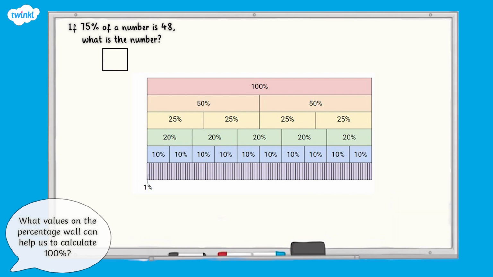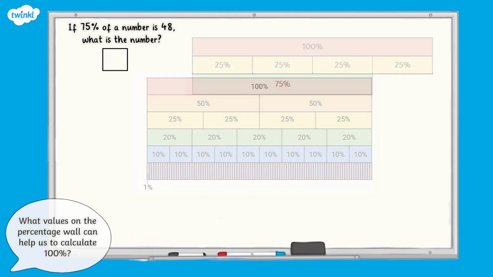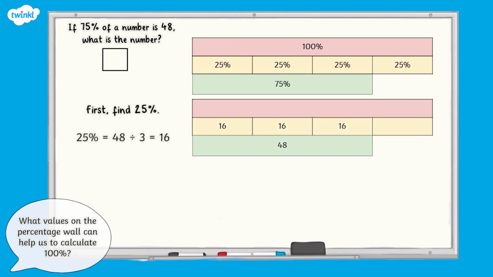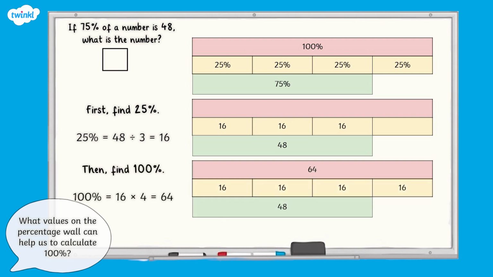Did you use 25% to help you find the answer? If 75% is 48, then 25% is 48 divided by 3, which is 16. If 25% is 16, then 100% is 16 multiplied by 4, which is 64. If 75% of a number is 48, then our number is 64.